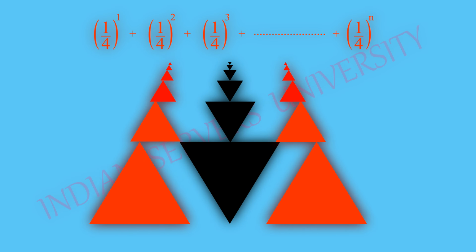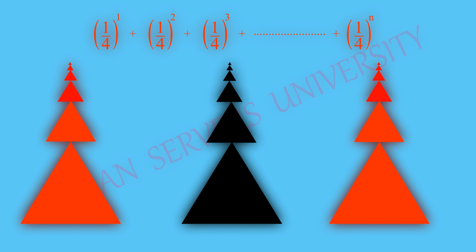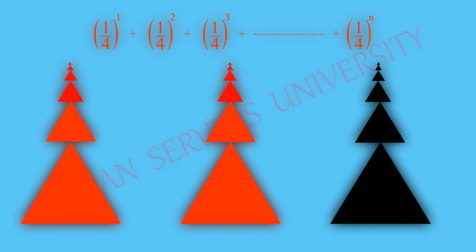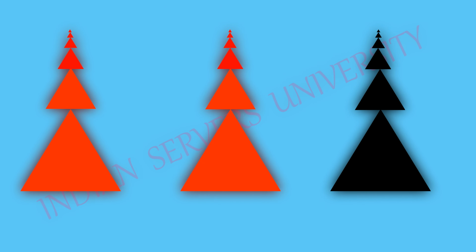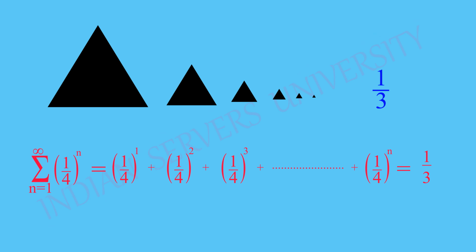Now separate the colored triangles. Now we can see the black triangles are 1/3 of the total triangle and the red triangles are 2/3 of the total triangle. So by observing this visualization, we can say the sum of 1 by 4 to the power of n, where n equals 1 to infinity, equals 1 by 3.